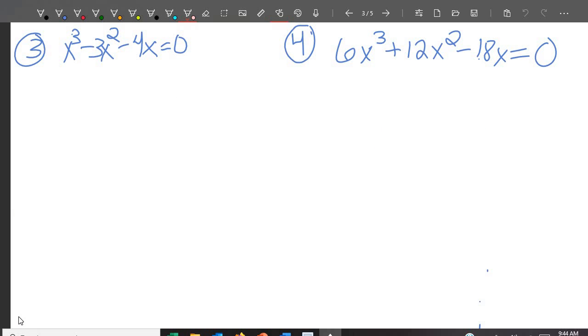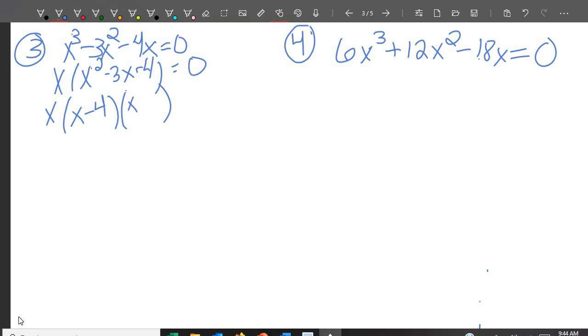Alright, number 3, it's already set equal to 0. It's a trinomial, but the first thing we're going to do is factor out the GCF. In this case, my GCF is x, and I'm left with x squared minus 3x minus 4. Now we're going to factor the trinomial. The factors of negative 4 have to be negative 4 and positive 1.